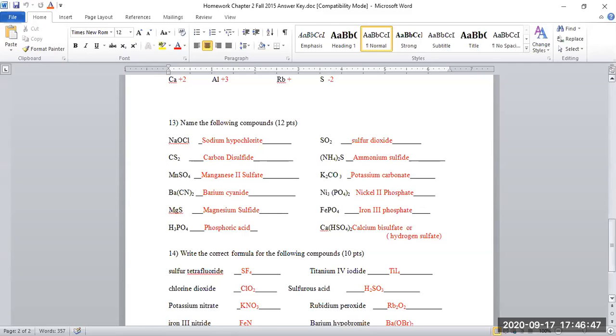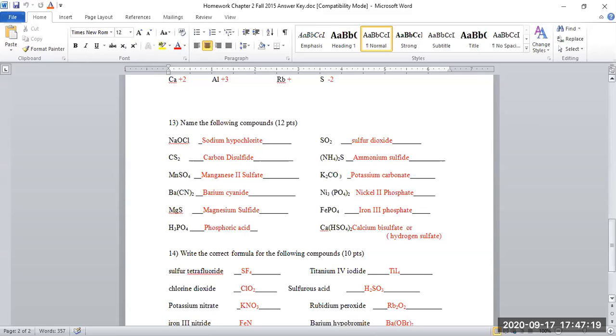Now you actually hit magnesium. MgS is magnesium sulfide. And the last one at the bottom of that part of the row there is phosphoric acid. Your tip off is that it starts with hydrogen. The top of the other naming set there, sulfur dioxide. Again, we are dealing with the fact that there are no metals, therefore you are allowed to use prefixes.